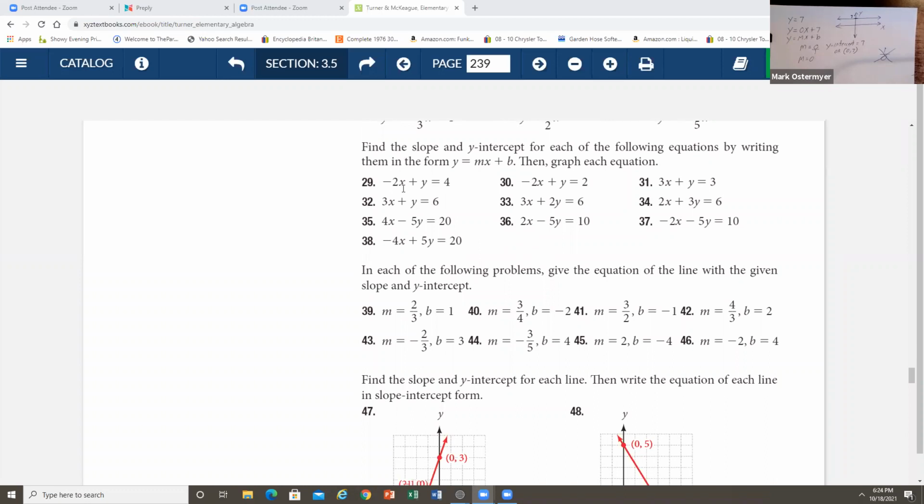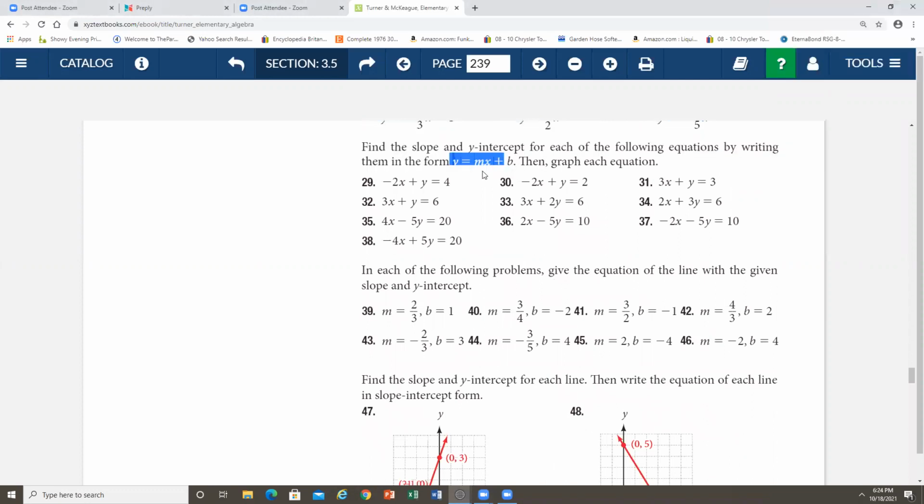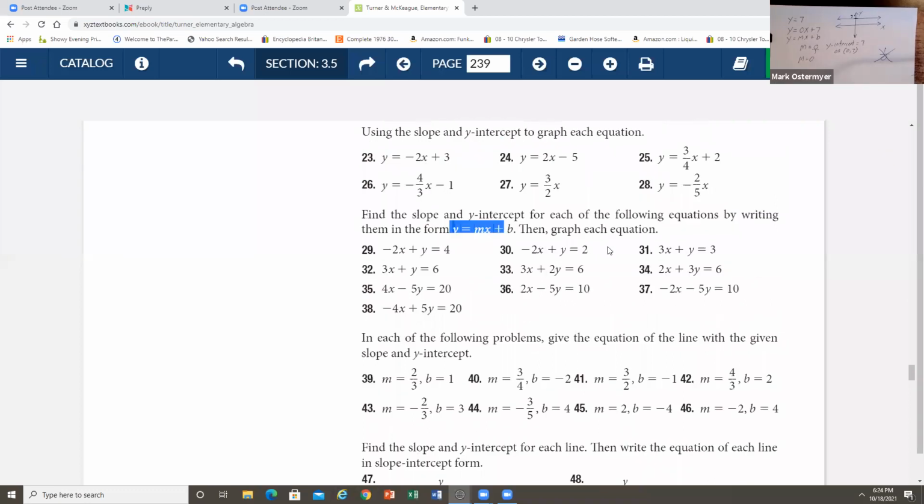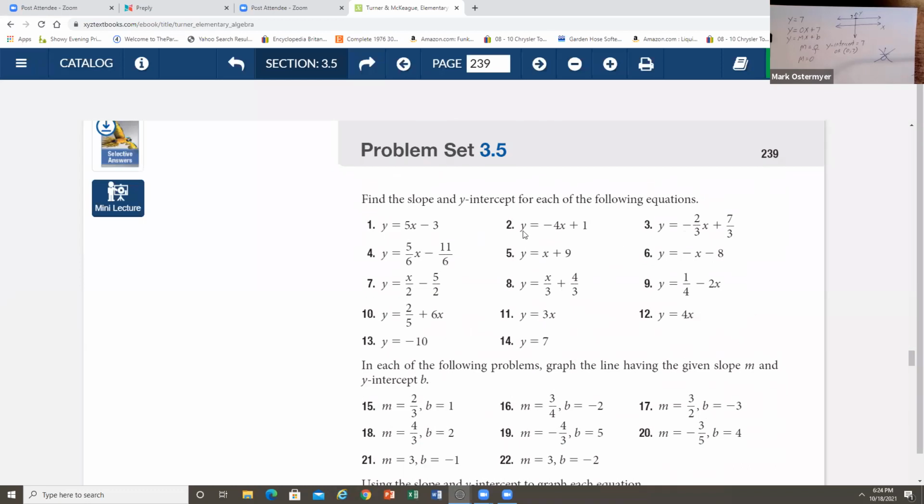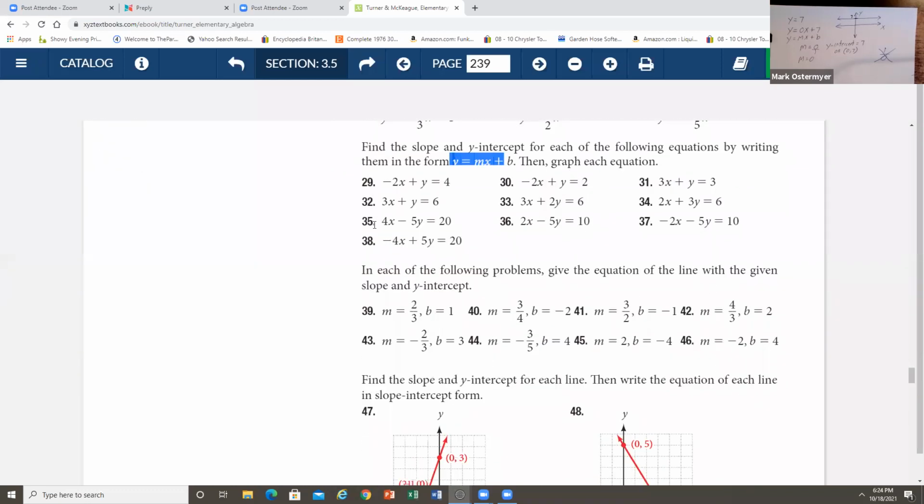All right, now problems 29 through 38, they want you to find the slope and the y-intercept for each of the following equations by writing the equation, first of all, in what form? What form do we got to write these equations in? Slope-intercept form. Notice these equations are not in slope-intercept form, unlike these up here. These were in slope-intercept form. These are no longer in slope-intercept form. So the first thing we have to do is take it upon ourselves to write them in slope-intercept form by solving them for the variable y.